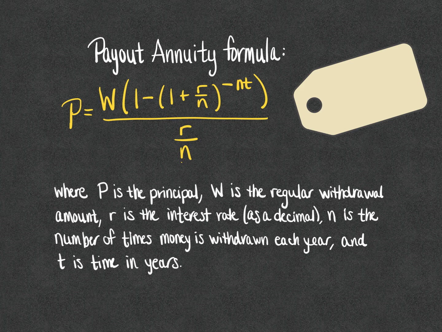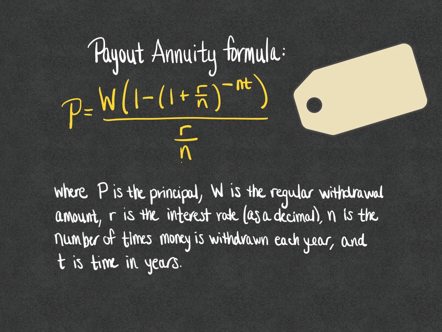Similarly, if you have a college savings account, if you have invested for years in a college savings account and at the end you have, say, $50,000, that $50,000 becomes the principal once you start taking the money out of that account. W is the regular withdrawal amount. So that's how much you're going to pull out of the account on some sort of a regular basis.